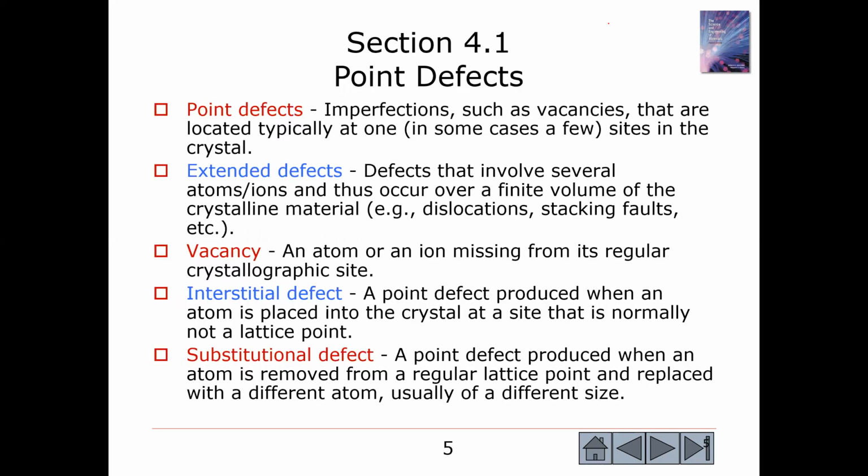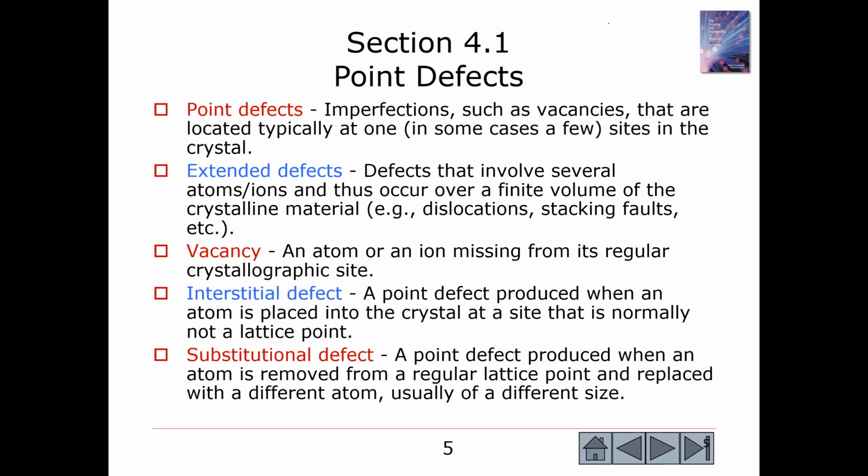Okay, so what are point defects? Imperfections such as vacancies that are located typically at one, in some cases a few, sites in the crystal. So they are actually limited to a lattice site. Extended defects are defects that involve several atoms or ions, and thus occur over a finite volume of the crystalline material, like dislocations, stacking faults, etc.